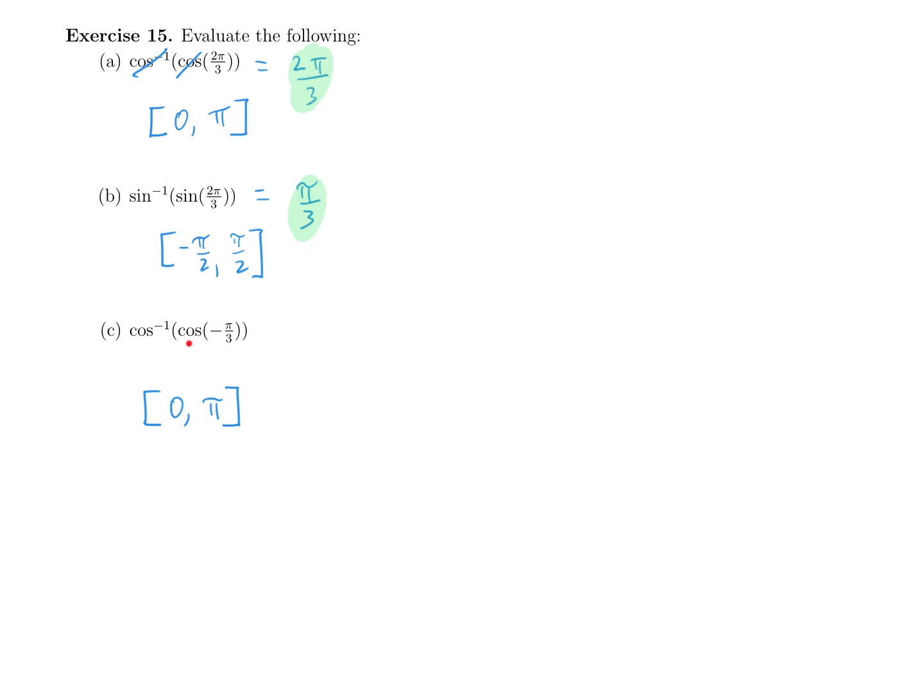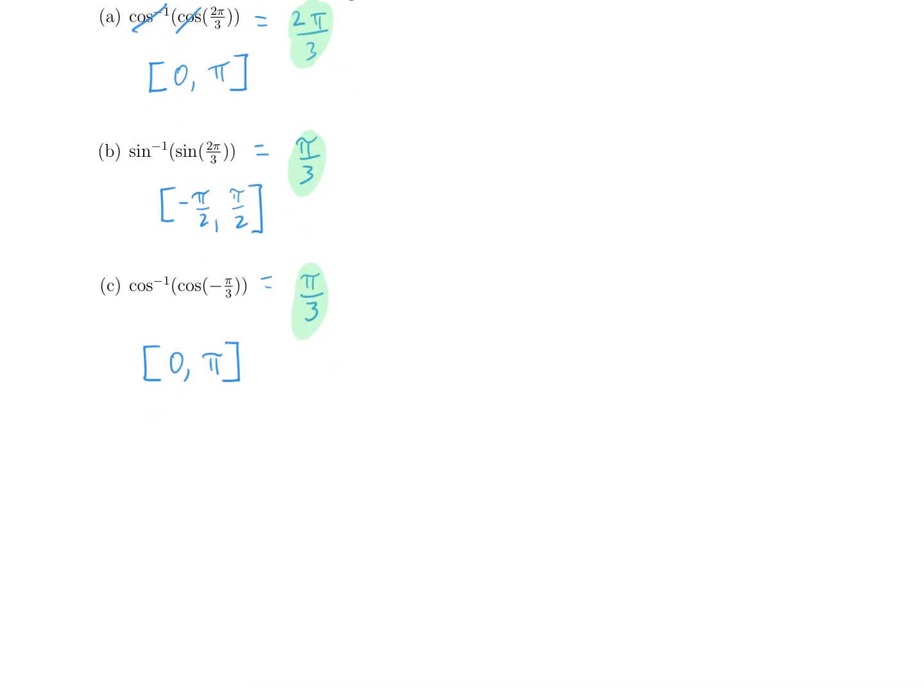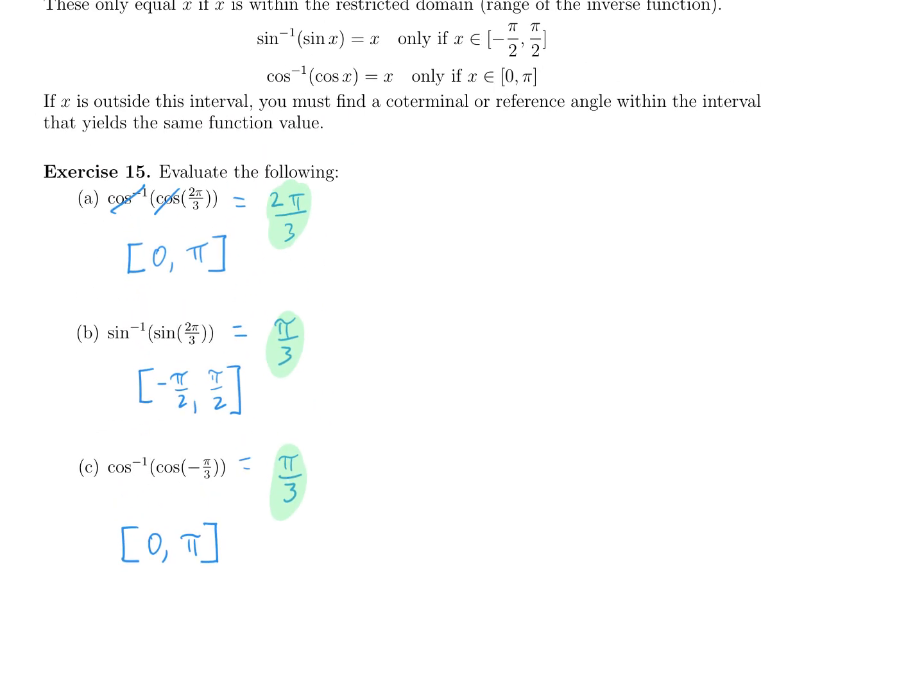Let's find out what the cosine of negative pi over 3 is, and then we'll find the angle in this domain that has the same cosine value as that. So let's go back to our positive pi over 3 would be the final answer for this. Okay, that is it for that. Let's see what else we have on the next page.